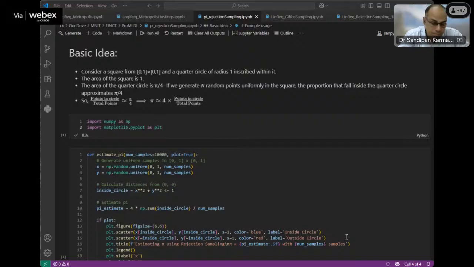Spyder, Jupyter, then scikit-learn, then matplotlib. If you install these four packages, along with this you can use statsmodels and seaborn. You can install these two packages also.